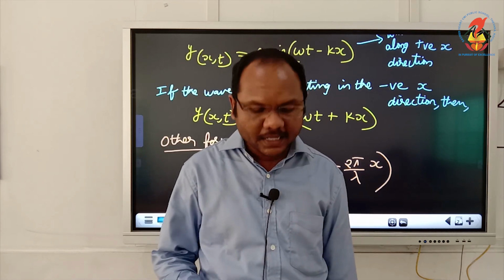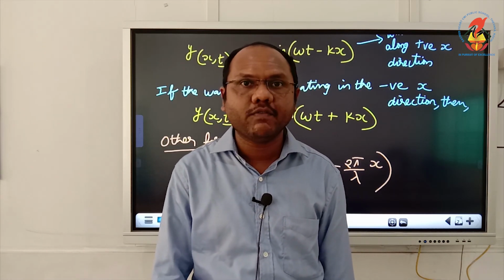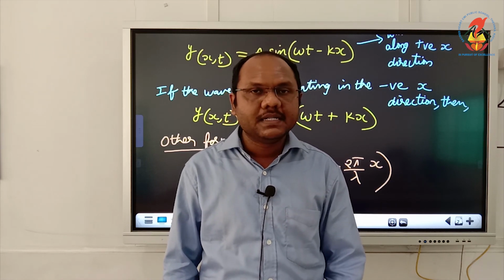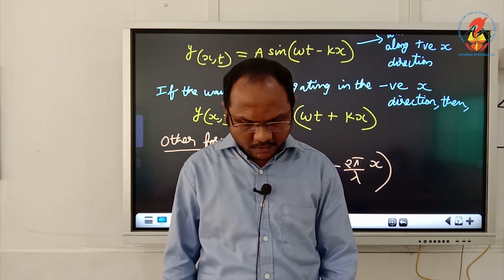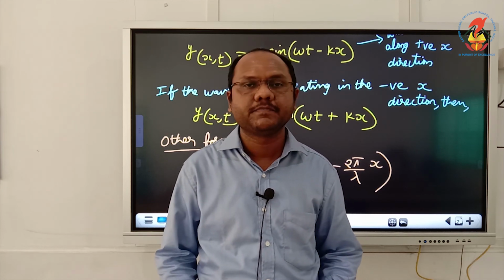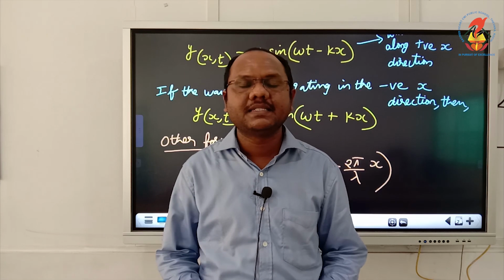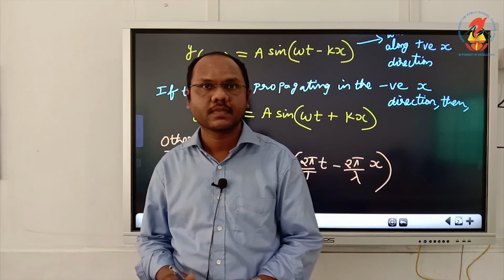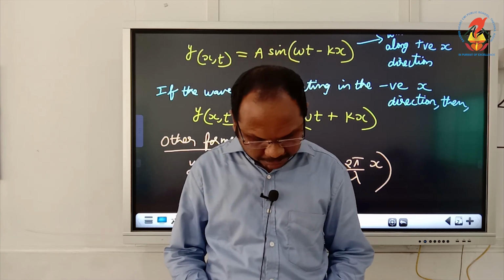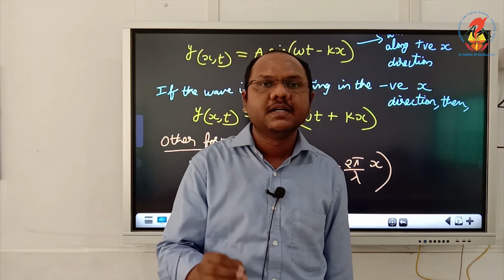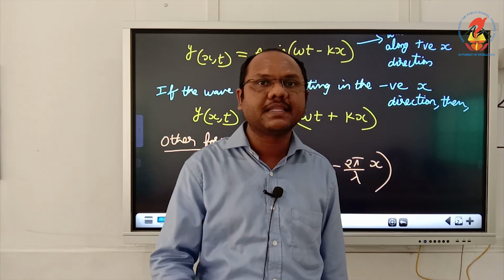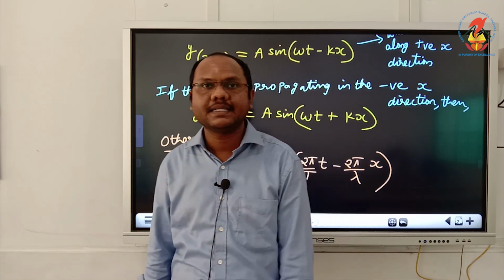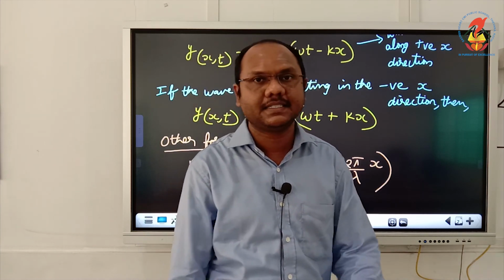Now, give the next heading: reflection of a wave from an open boundary. When a travelling wave is reflected from an open boundary, comma, it suffers no phase change. Full stop. Here, the crest is reflected back as crest itself.